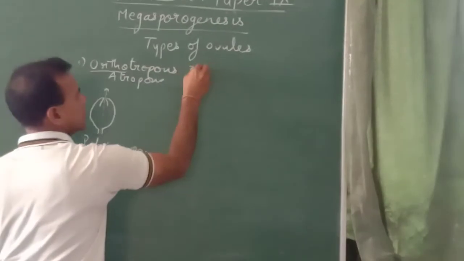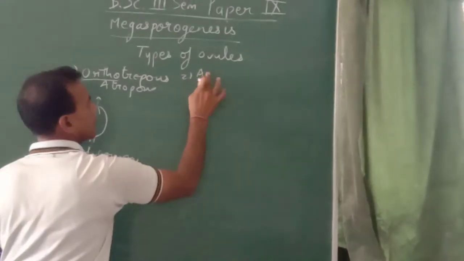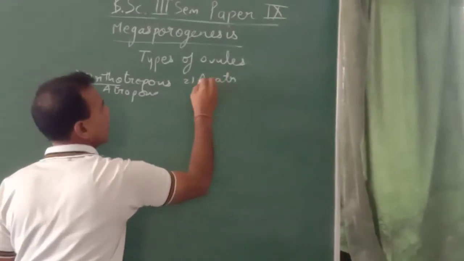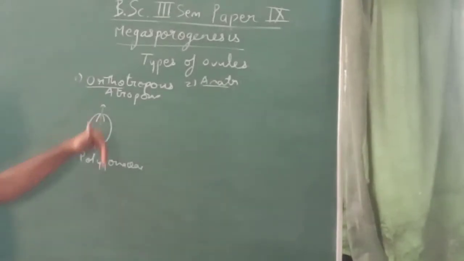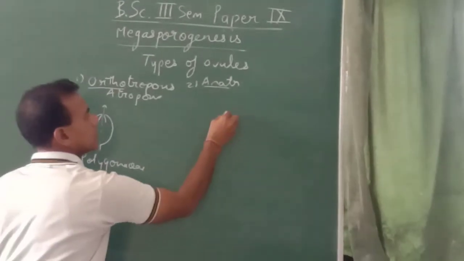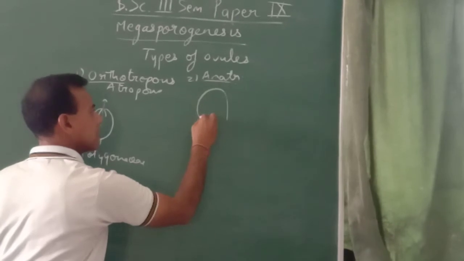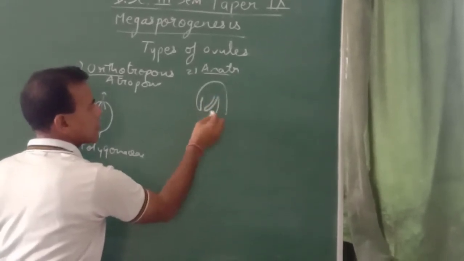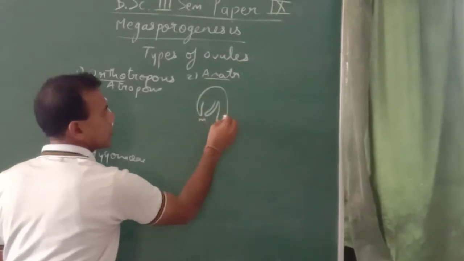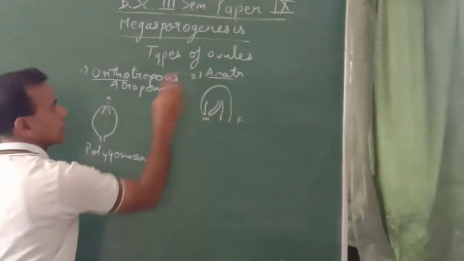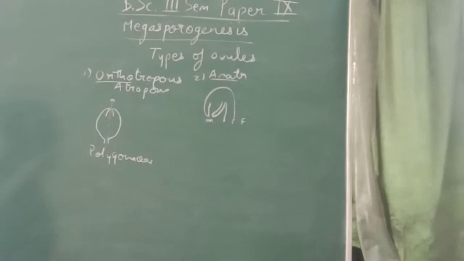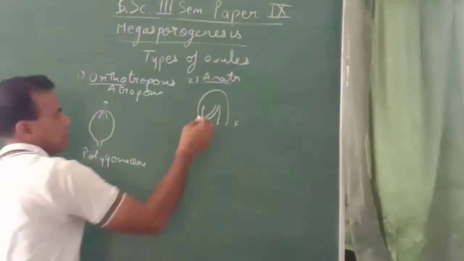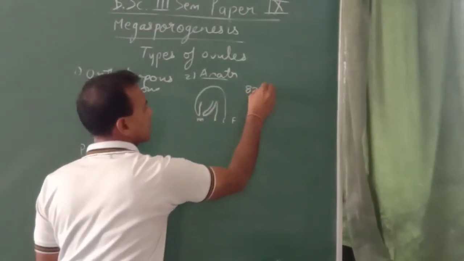Now coming to the next, that is anatropous, in which the ovule becomes curved like this. It gets inverted like this rather, and the micropyle comes closer to the funicle. This is known as an anatropous ovule, and it is found in the majority of the Angiospermae families.